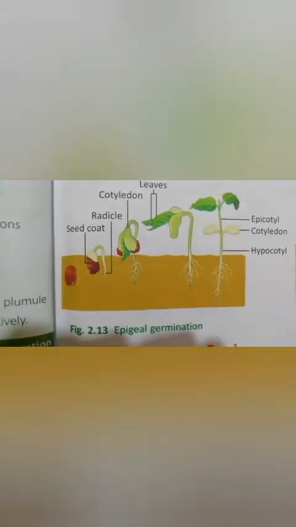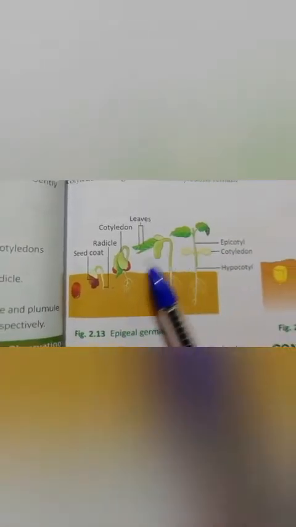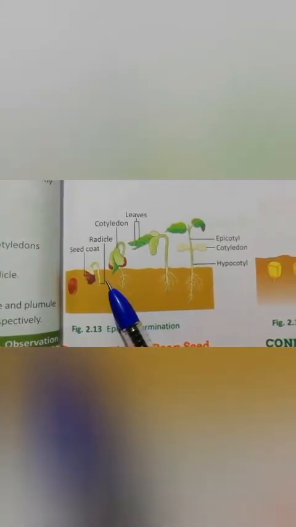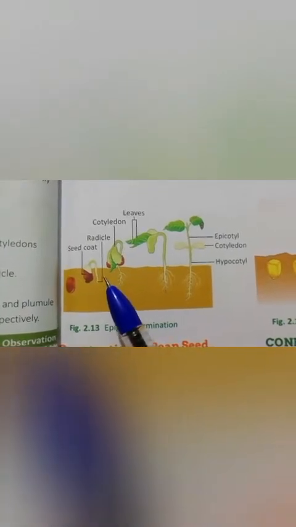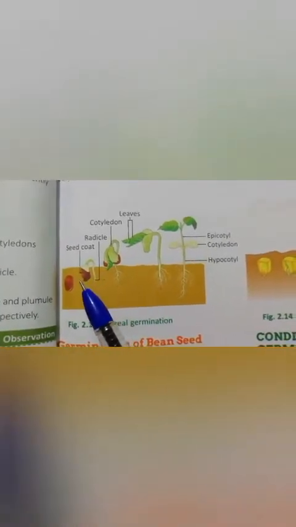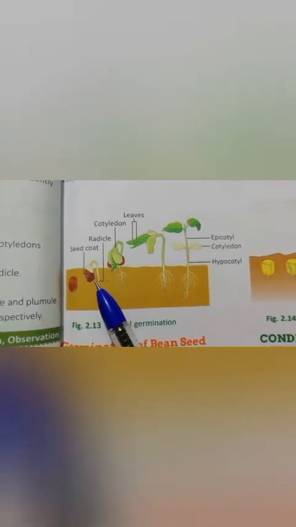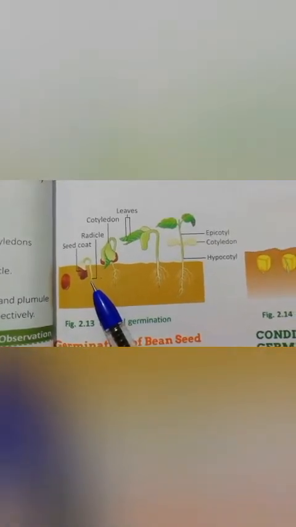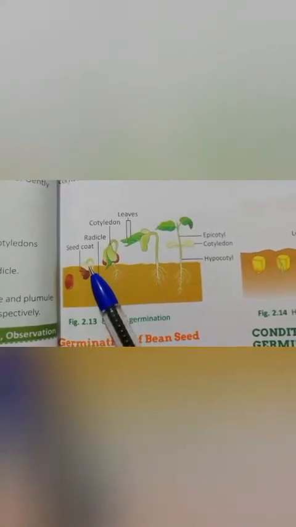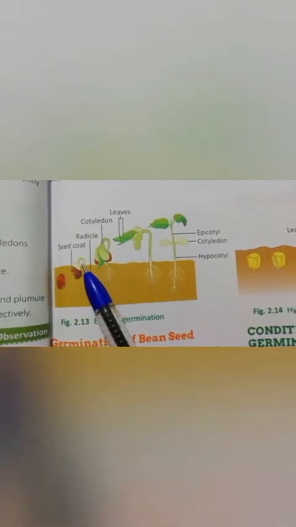The radicle of this embryo grows first to form the root. The root pushes down into the soil and begins to absorb water and minerals from the soil. So first of all, the radicle moves down into the soil and grows and makes the baby plant stand straight in the soil. After this, the plumule grows upward to form the shoot.